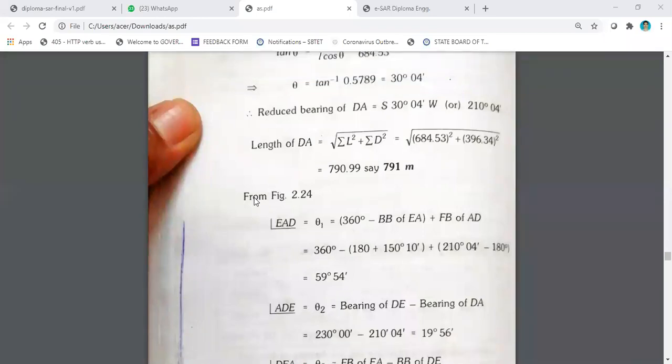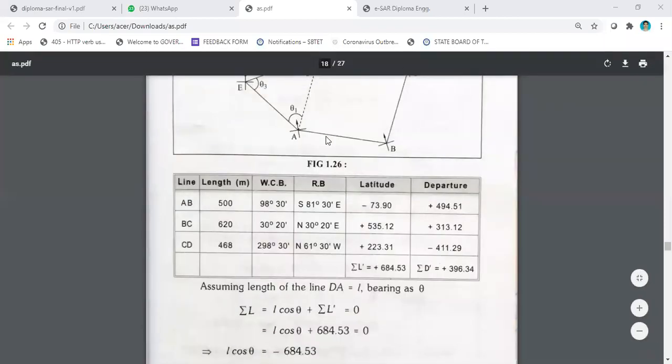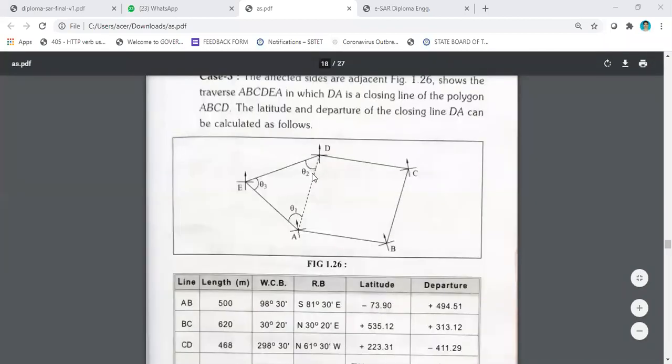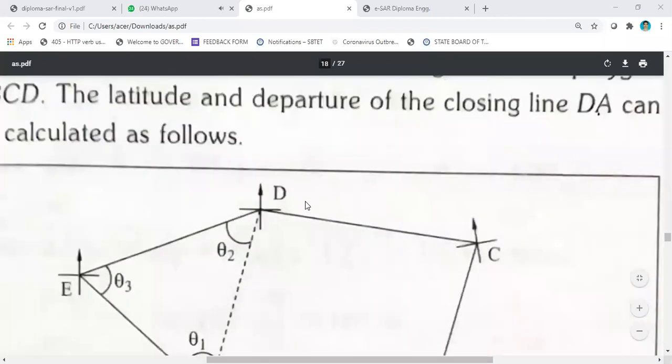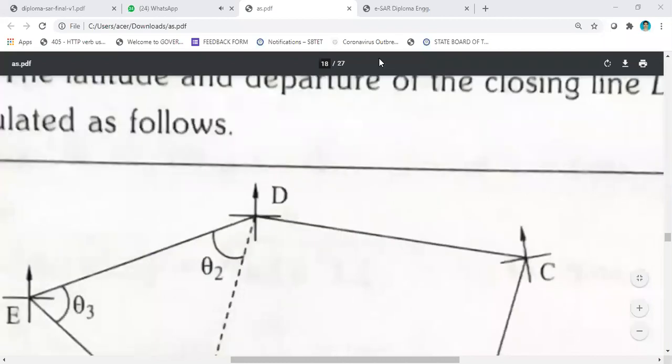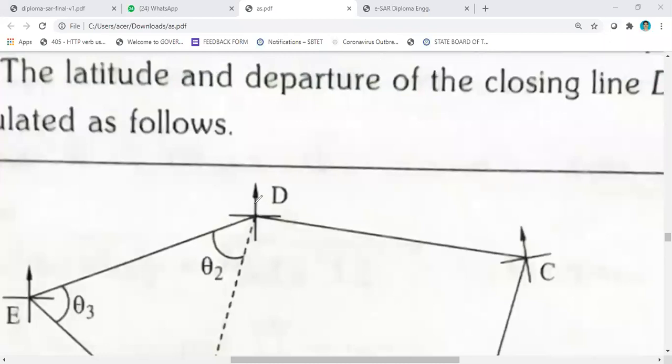Similarly, angle ADE, that is theta 2. It is just a repetition of your compass surveying only. Fine. This entire angle is the forebearing of line DE, isn't it? This angle marked in yellow color is the forebearing of line DE. And when you project this line, I'll change the color.